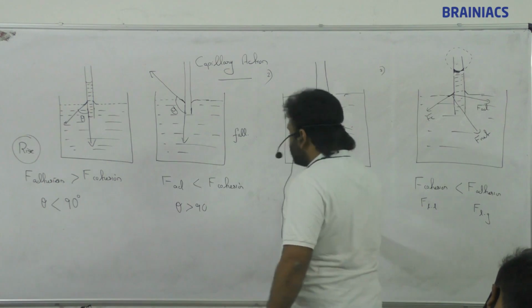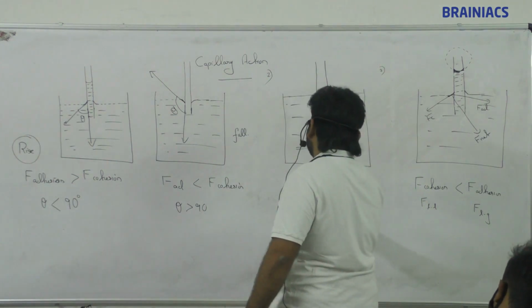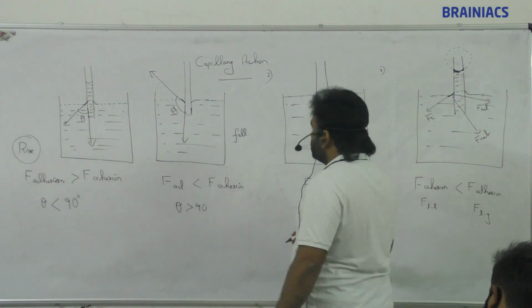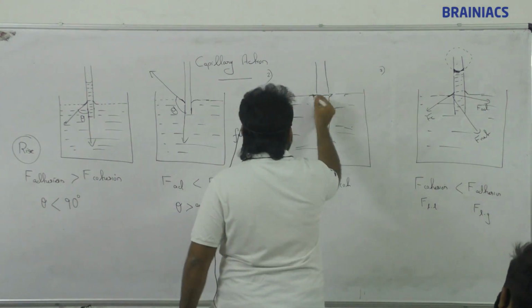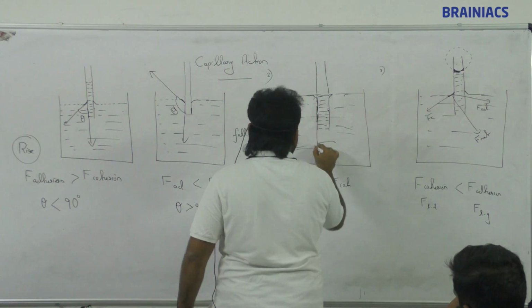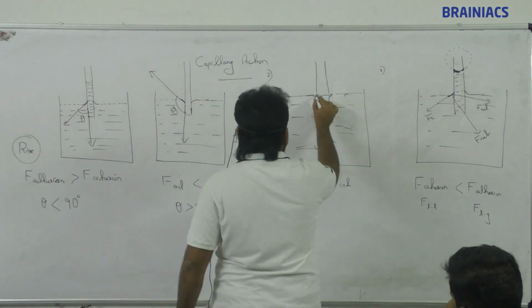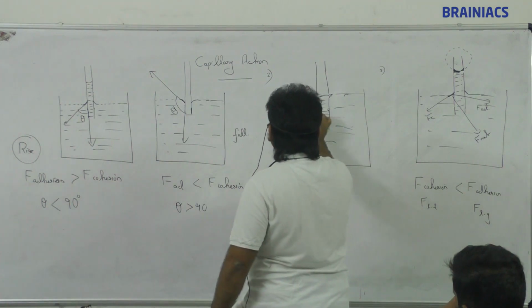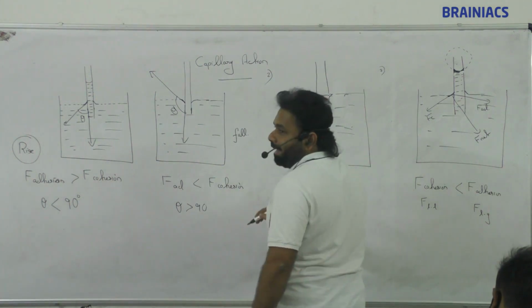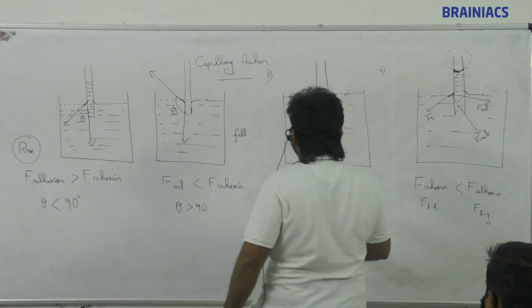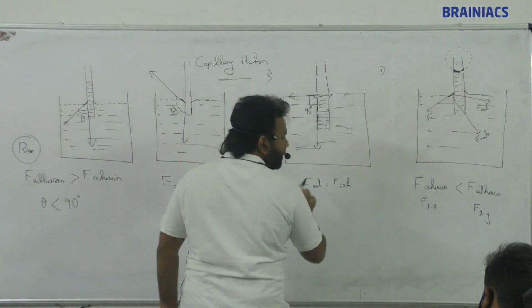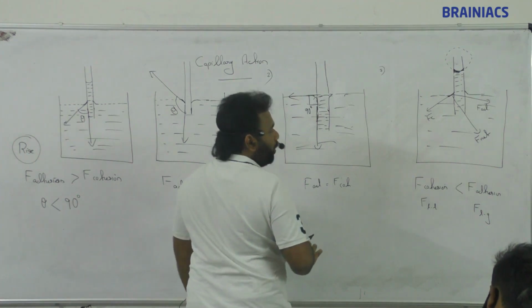Okay, so in this case, force of adhesion is equal to force of cohesion. So what will be theta? If I draw this line and draw along the tangent like this, I am getting 90 degrees. So in this case, force of adhesion is equal to force of cohesion.